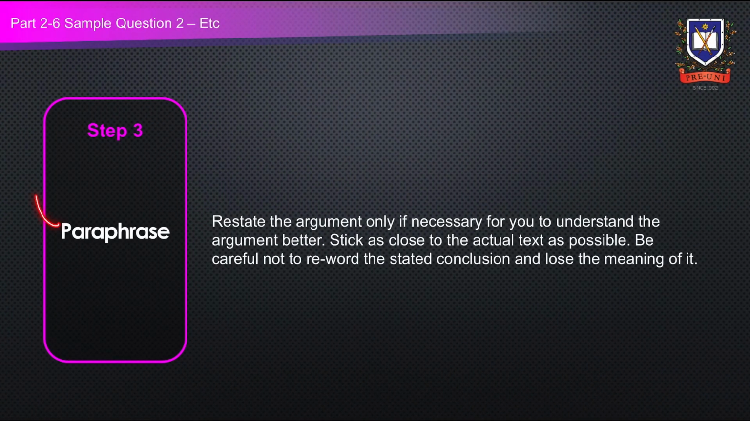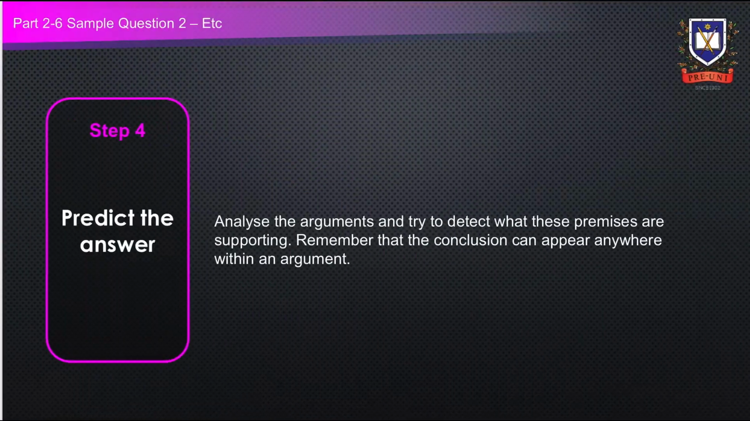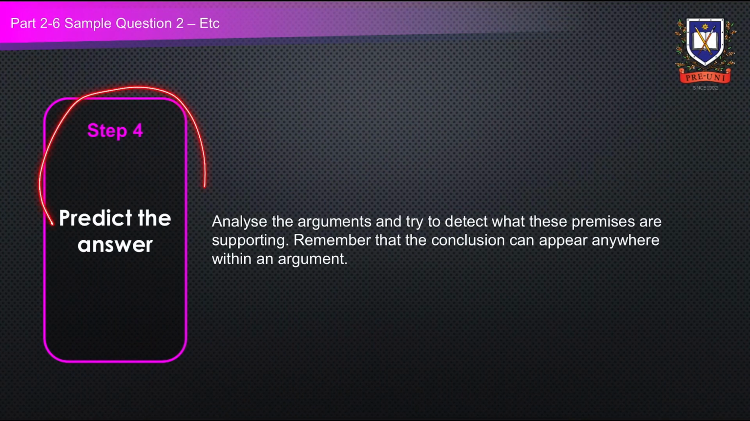Next is to paraphrase and restate the argument, only if necessary for you to understand the argument better. Stick as close as possible to the actual text. In this case, be careful not to reword the stated conclusion and lose the meaning of it. Step 4 is to predict the answer. Analyze the arguments and try to detect what these premises are supporting. Remember that the conclusion can appear anywhere within an argument.